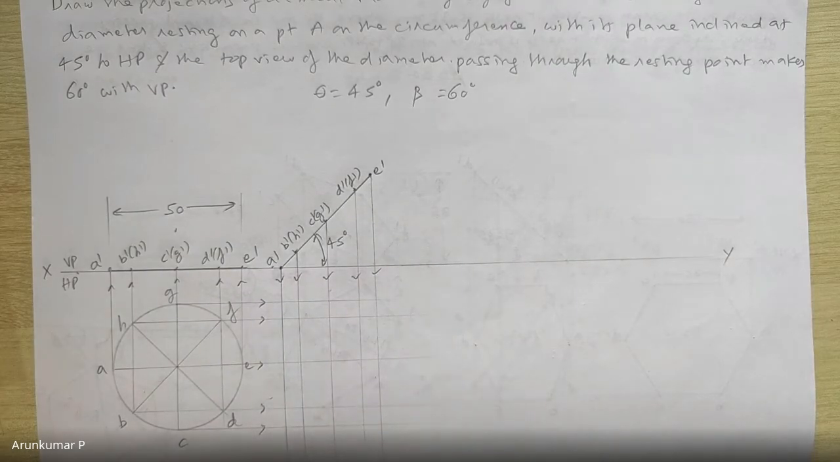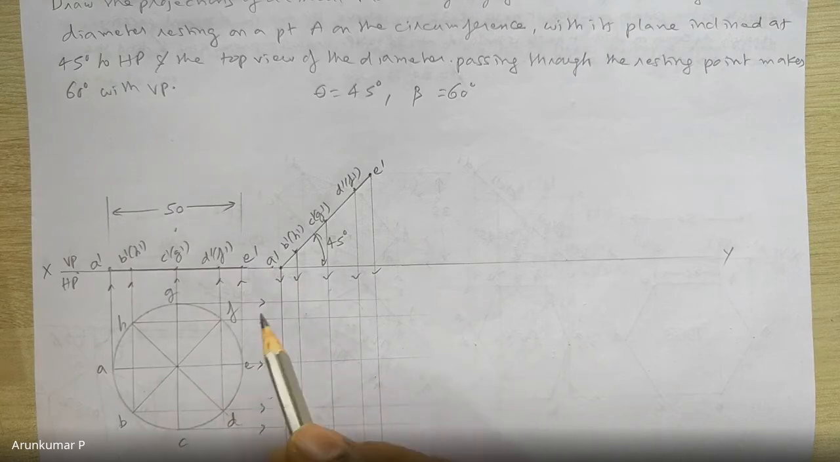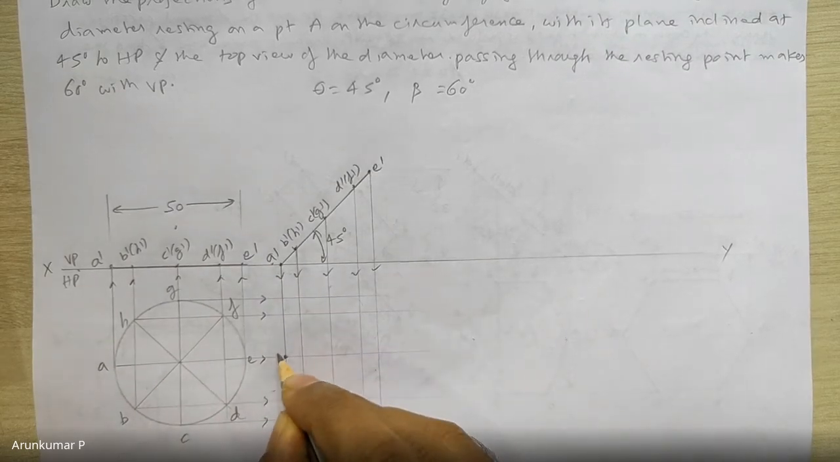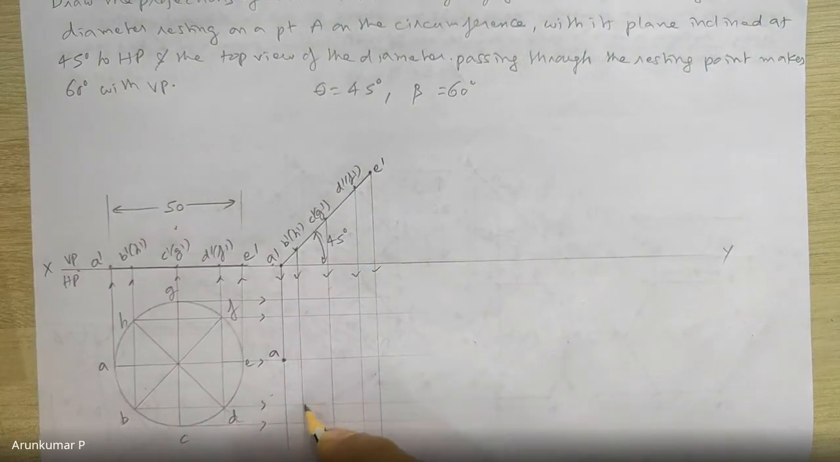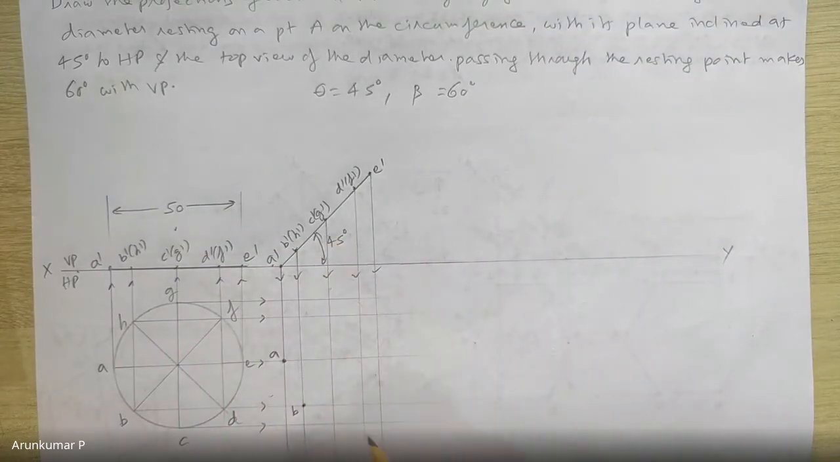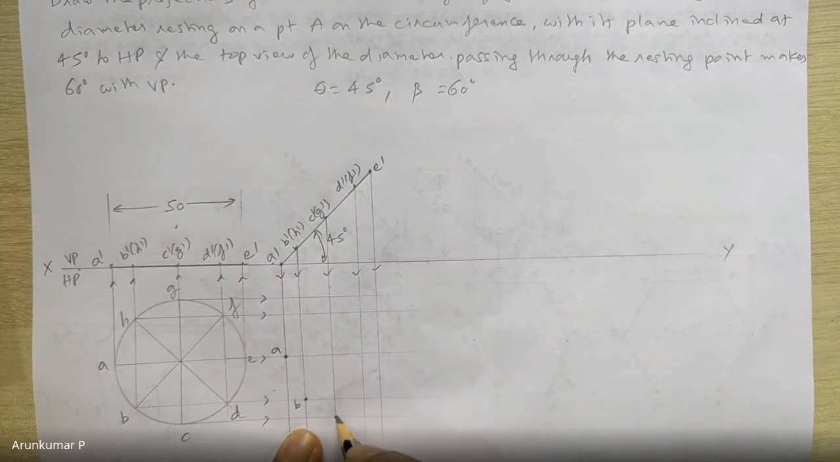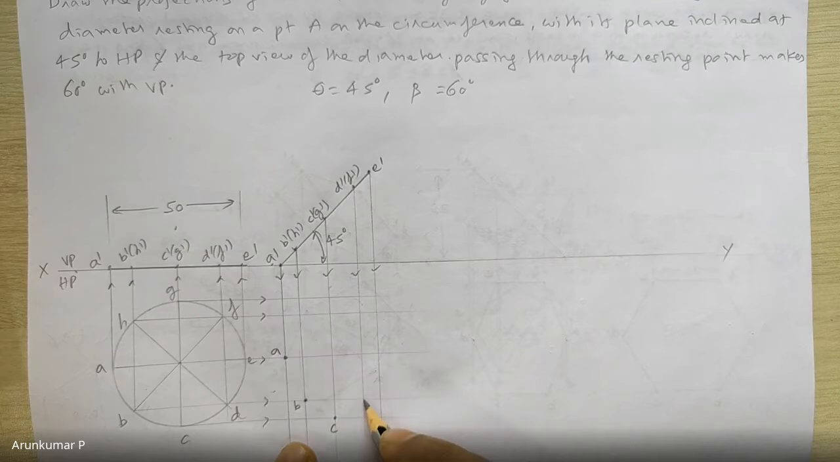So this is how it looks. There are many intersection points. You have to locate 8 intersection points correctly. Starting with A, you can see A dash and A. This is A. B dash and B. This is B. C dash and C. This is C. D dash and D. This is D.